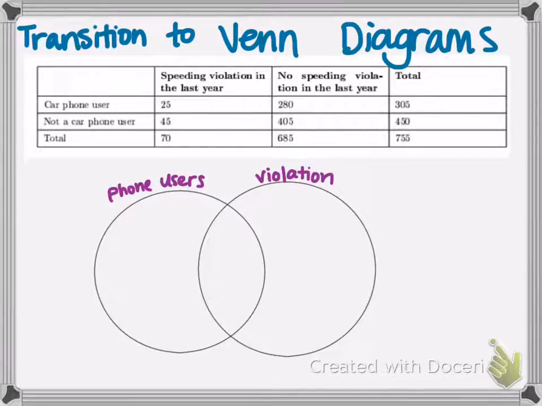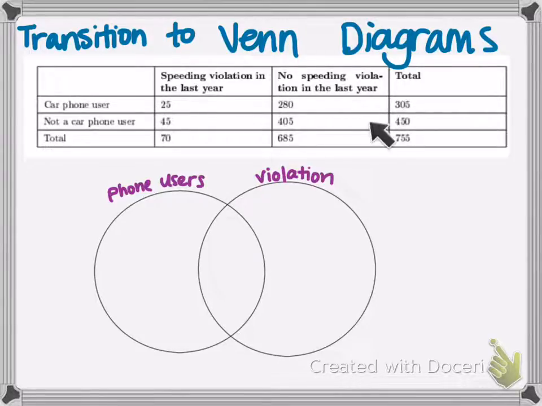So take out your classwork notebooks, and what I want you to do is go ahead and copy this Venn diagram onto your paper. So you've got one circle which represents phone users. That means everybody who ends up in any part of the circle is going to be a phone user. Anybody who ends up in any part of this circle is going to be your speeding violators. And so you've maybe seen Venn diagrams before in English class, maybe even science class, but probably not in math before. So we're going to kind of talk through how to set these up.